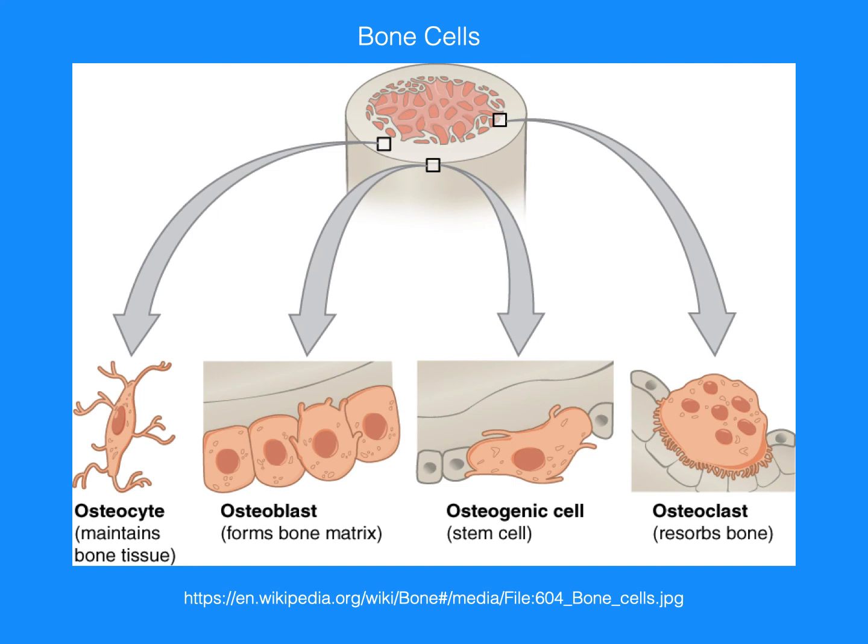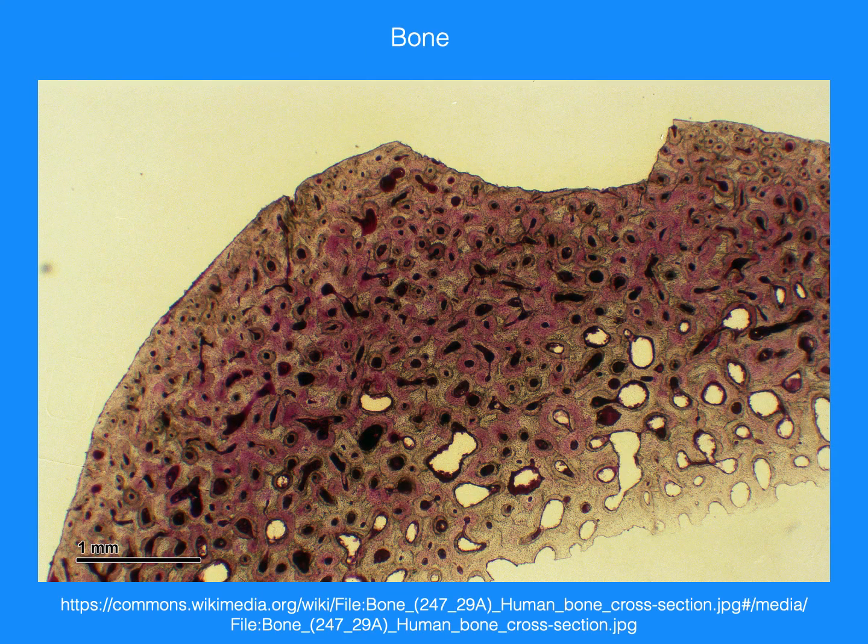Osteocyte maintains bone tissue. Osteoblast forms bone matrix. Osteogenic cell, stem cell. Osteoclast resorbs bone. Bone illustration.